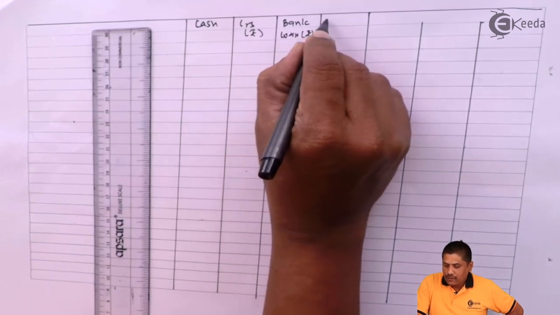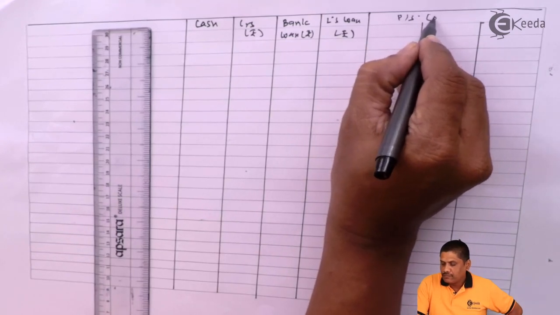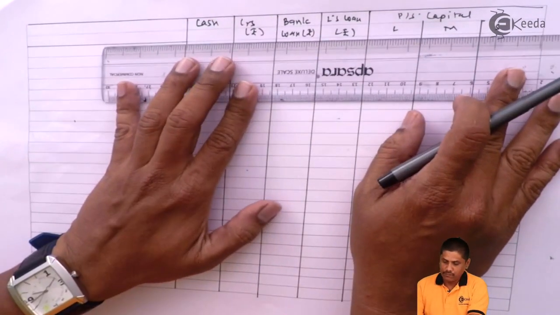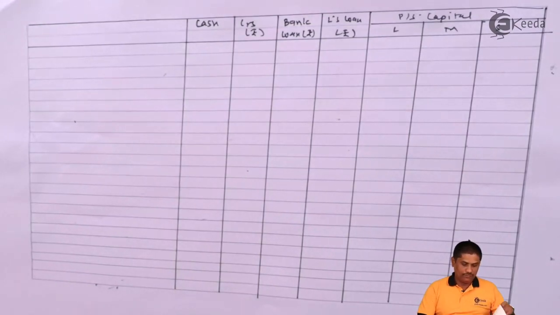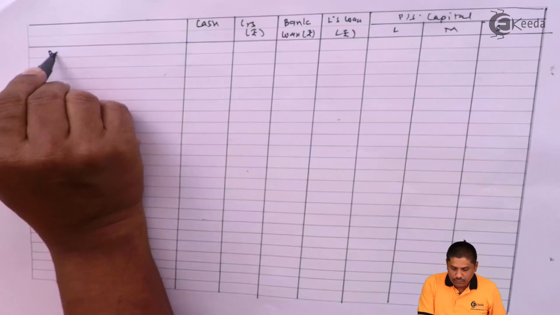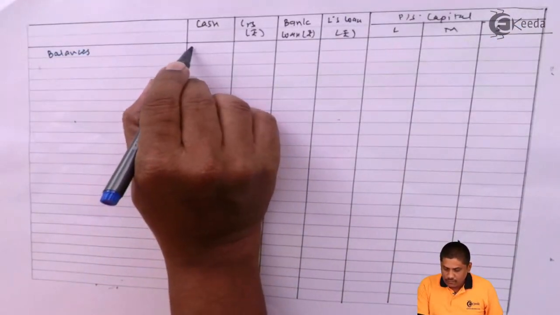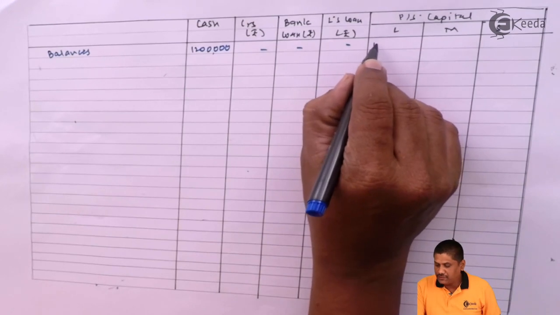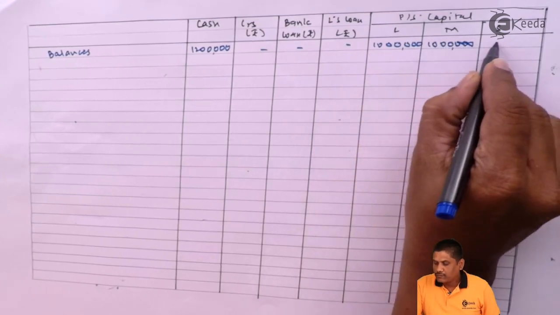See, these are already paid. Loan is also already paid. But since the statement is continued, I have written here the partners' capital, L, M, S. Right. So same balances I am just copying down on this page. These remaining balances I need to write. So balances. Cash balance was 12 lakhs. There are no outside or inside liabilities. Capital account of L is 10 lakhs. M's capital is also 10 lakhs. S's capital is 5 lakhs.